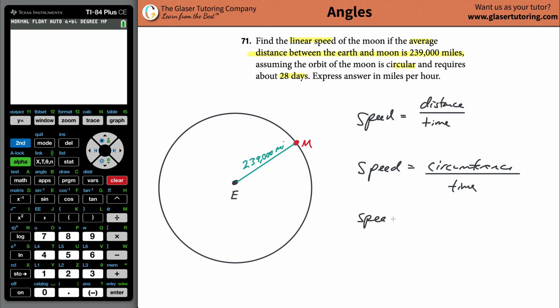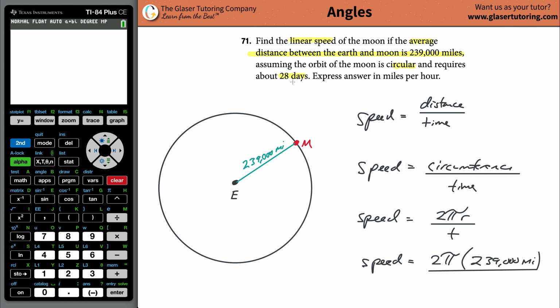Now you have to keep in mind, how do you find circumference? What's the formula? Well, you've got two formulas. 2 pi times the radius of the circle, or you can just do pi d, where d is the diameter. Since I know the radius here, let's keep it simple and use 2 pi r. Then divide it by the time it takes to cover it, which I'll call t. So this is your formula. The linear speed will be equal to 2 pi multiplied by the radius, which they gave to you, 239,000 miles, all divided by the time.